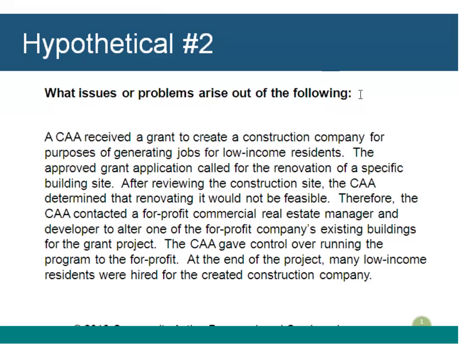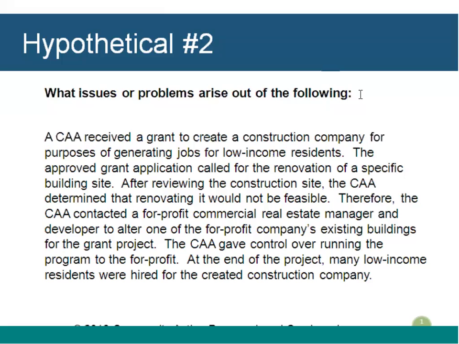So here we have a CAP that received a grant to create a construction company on a specific site. However, the CAP then went on to develop a different site. They also outsourced most of the project to a different entity, a for-profit entity here as well. And most of the control over the project was given to the for-profit company. So even though the ultimate goal of the project arguably was achieved, which was to create low-income jobs, all of these major decisions should have had prior approval from the funding source.